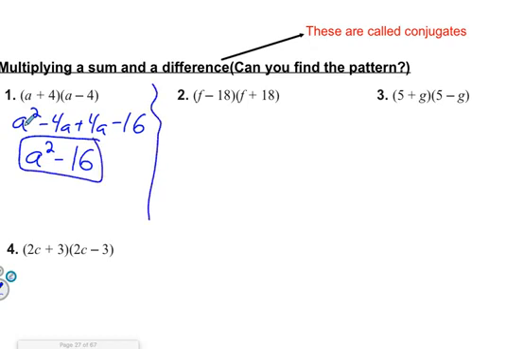Okay. Wesley? No. And then what'd you get for your final answer?